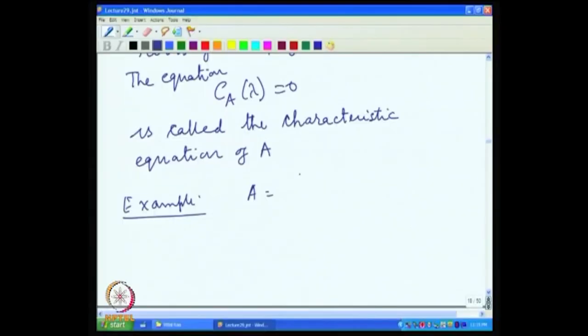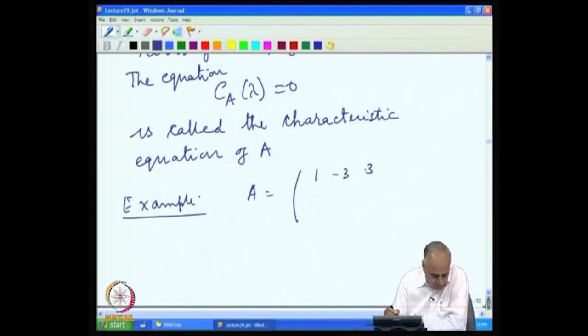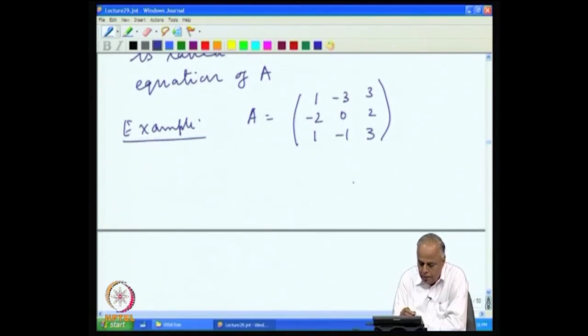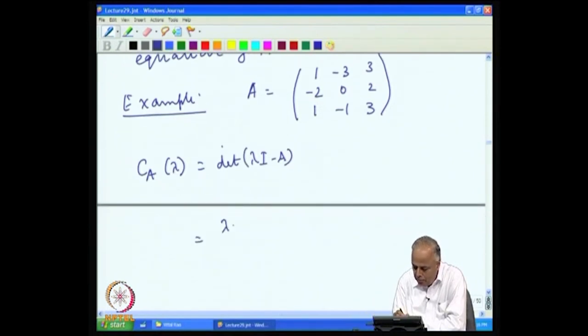Now, if you look at a simple example, one of our earlier examples, take the matrix A with rows 1, minus 3, 3; minus 2, 0, 2; 1, minus 1, 3. Then what is C A lambda? It is the determinant of lambda I minus A. What is the determinant? It is lambda minus 1, 3. We have to negate A and stick lambda along the diagonal.